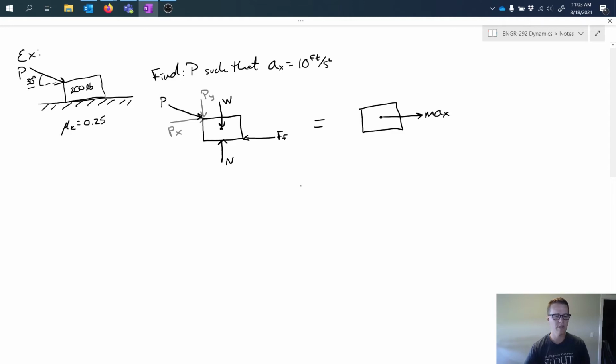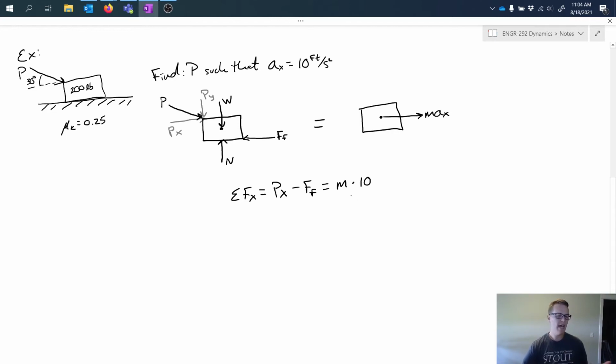So with these diagrams, I can start writing my equations of motion. I'm going to sum my forces in the x. I have a Px in the positive direction. I have a force of friction acting in the opposite direction. And I have a mass and my desired acceleration of 10 feet per second squared.